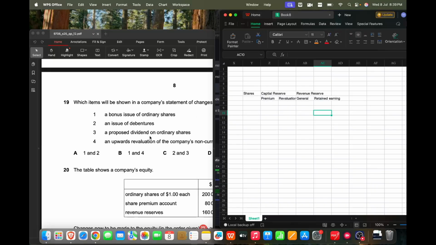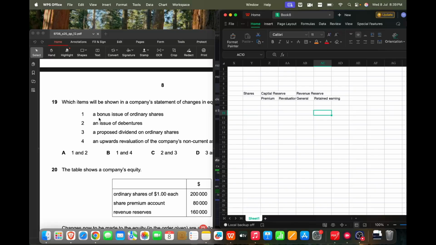And in this question, first one is a bonus issue of ordinary shares. So when we issue bonus shares, we record it in a statement of changes in equity. We'll take out money from the capital reserve and revenue reserve and put it into the shares or ordinary shares. Issue of debenture. A debenture is a loan, long-term liability, so we do not record it in a statement of changes in equity.